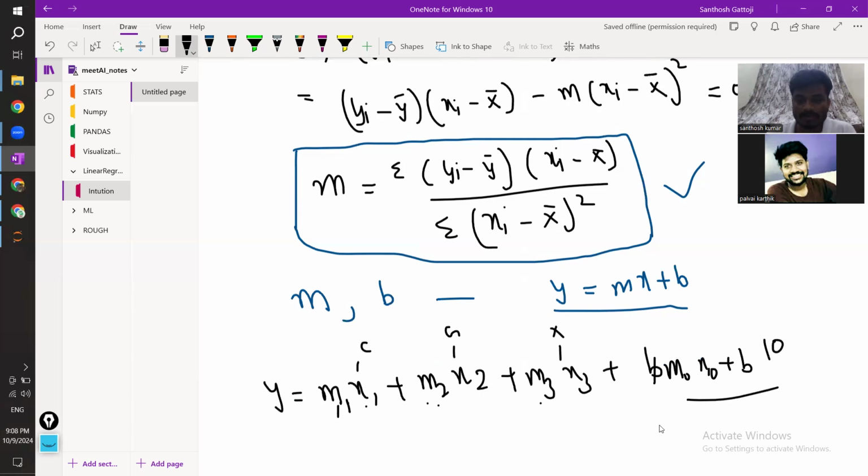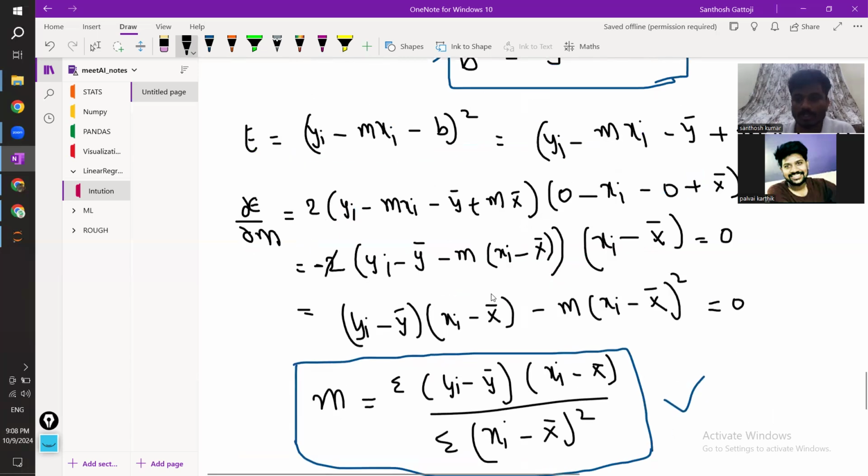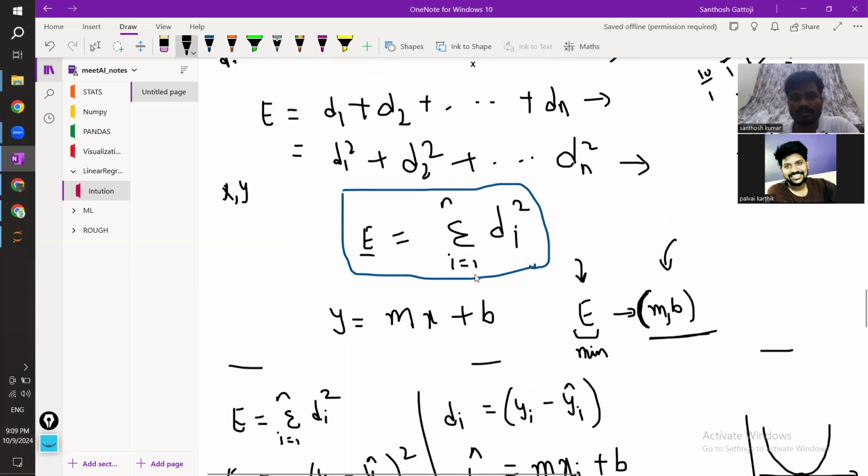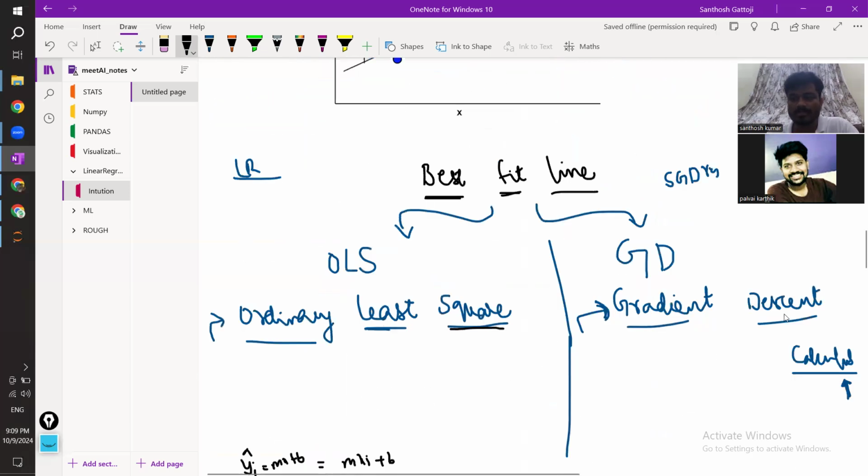You will get 10 equations for 10 m's plus one more equation for b, doing dou m1, m2, m3, total 11 equations you need to solve. It's very, very complex. So that's why you have a very simple, efficient method called gradient descent. No matter what the equation is, what the order is, it will easily give you the results.